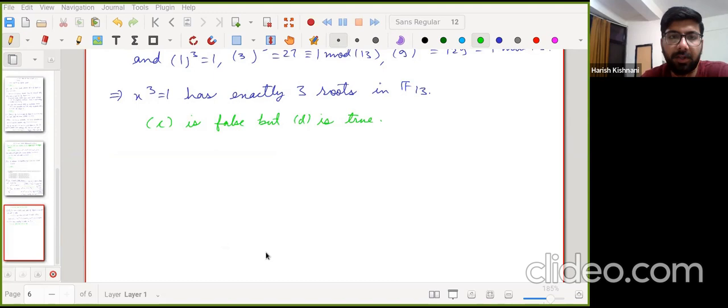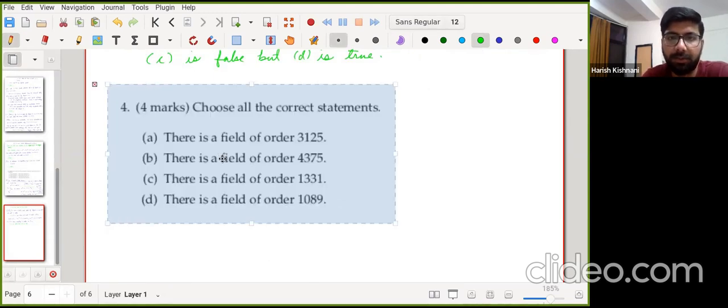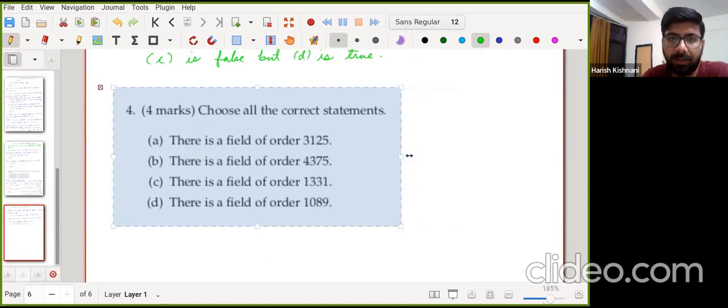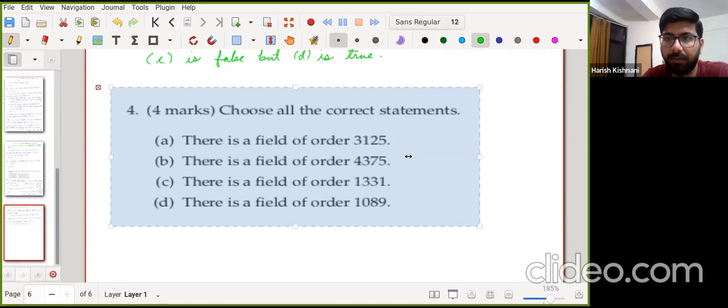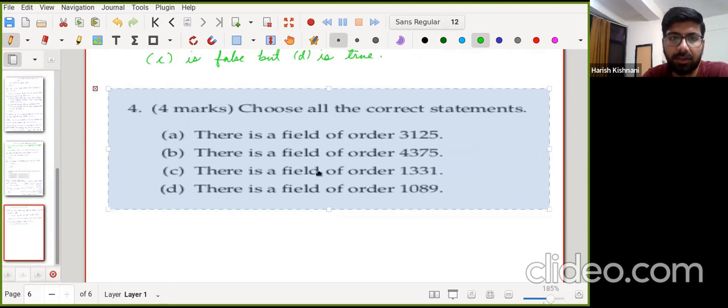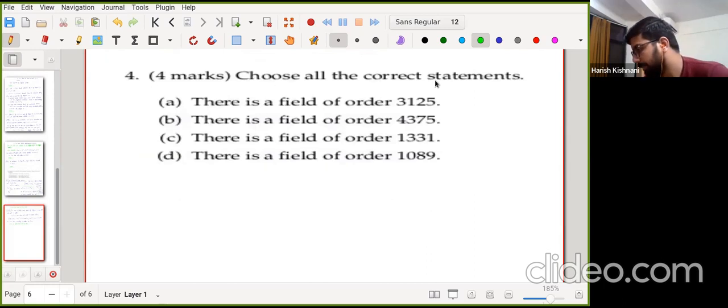Okay. So here is question number 4. It says choose all the correct statements. There is a field of order 3125. There are 4 orders. So all the required theorems you have. Just quickly tell me what size of field is permissible.